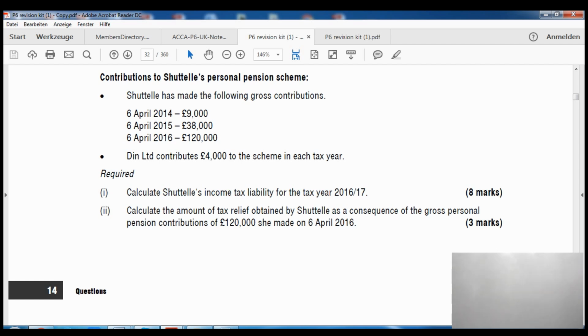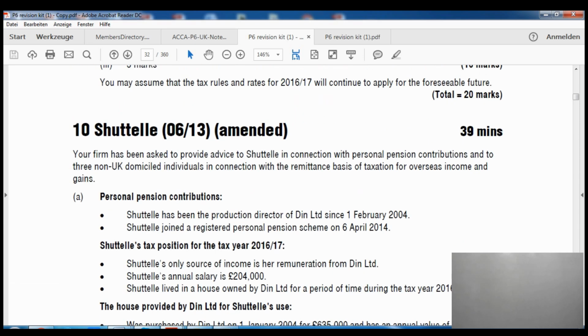In the second case, it says calculate the amount of tax relief obtained by Shuttle as a consequence of the gross personal pension contribution of £120,000 she made on 6th of April 2016. So if she made a gross personal pension contribution of £120,000, what would be the benefit of it? First we need to do part A1, and let's read the question.